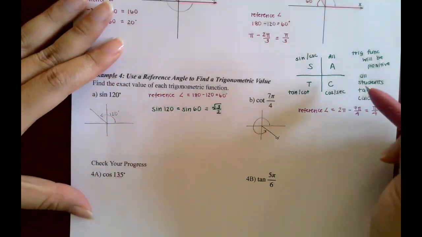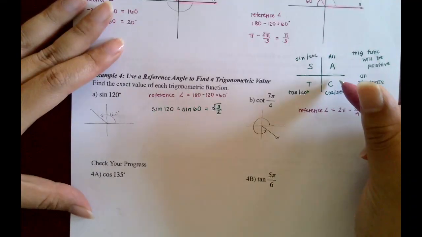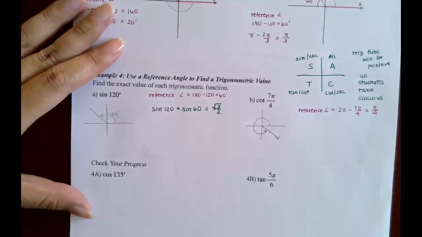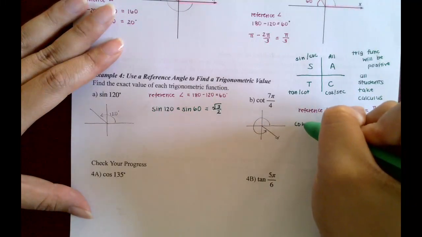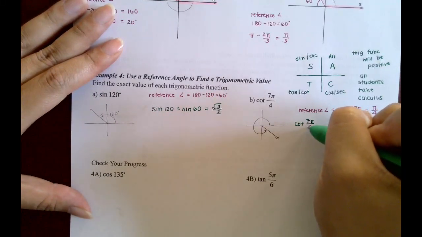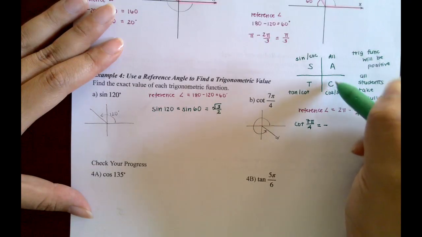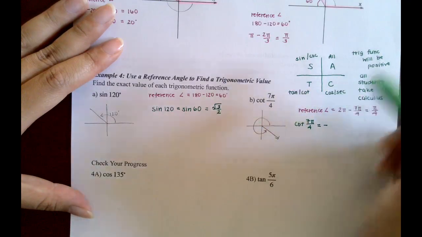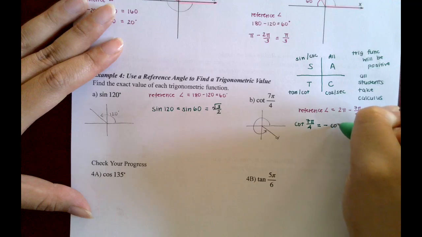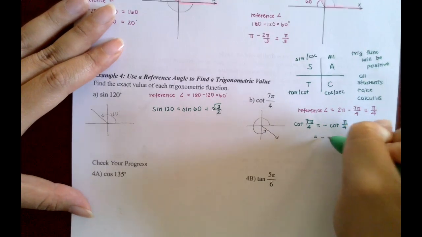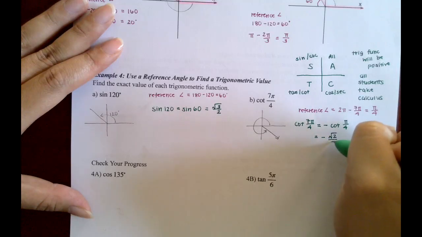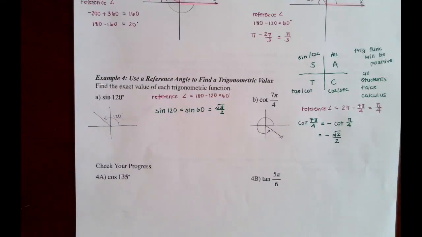Okay, and then since the cotangent would be negative, this tells us that cotangent of 7 pi over 4 would be the negative, right? Cotangent is negative here because only these ones are positive. So this would be negative cotangent of pi over 4. Pi over 4 is square root of 2 over 2, so negative square root of 2 over 2.